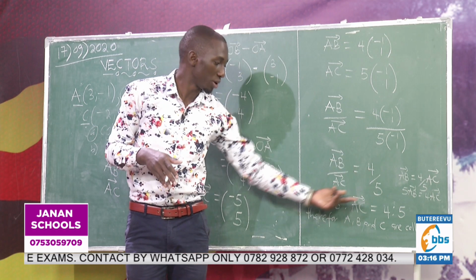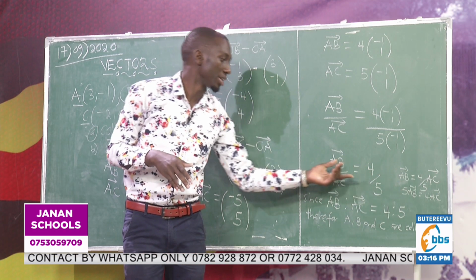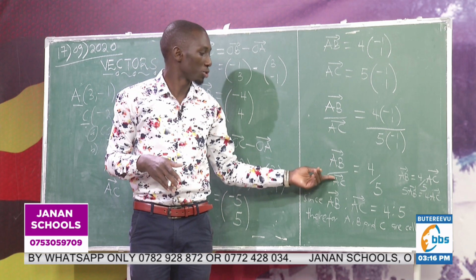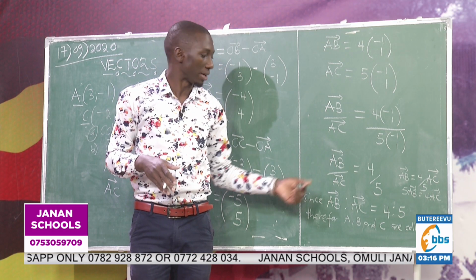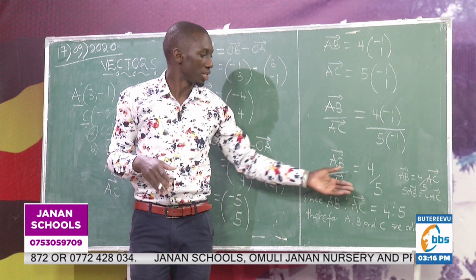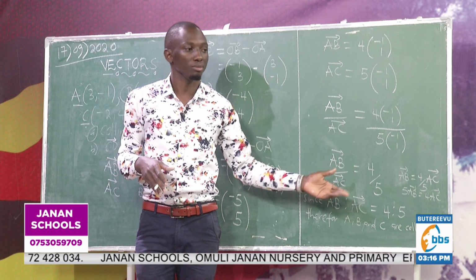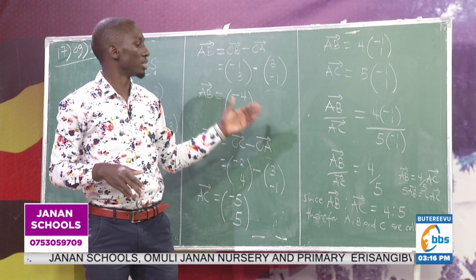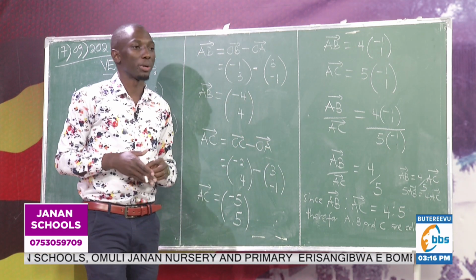So one thing is that they are parallel vectors because we have this, and again, we have also used the same point, which is A. So the points here are said to be collinear. They are collinear, they are going to lie on a straight line. That's how we can do that.